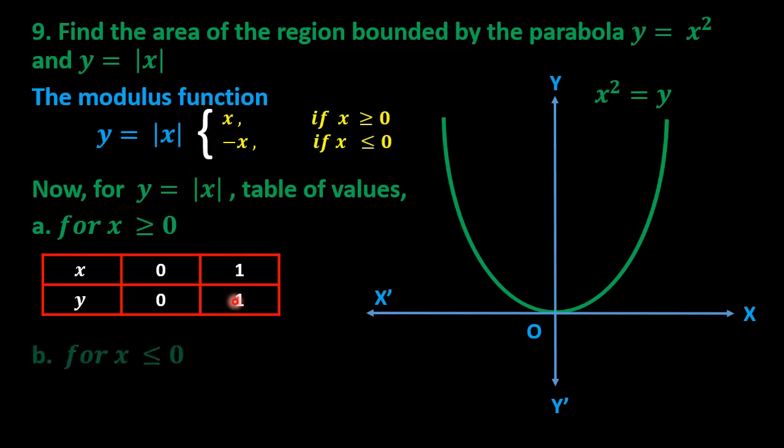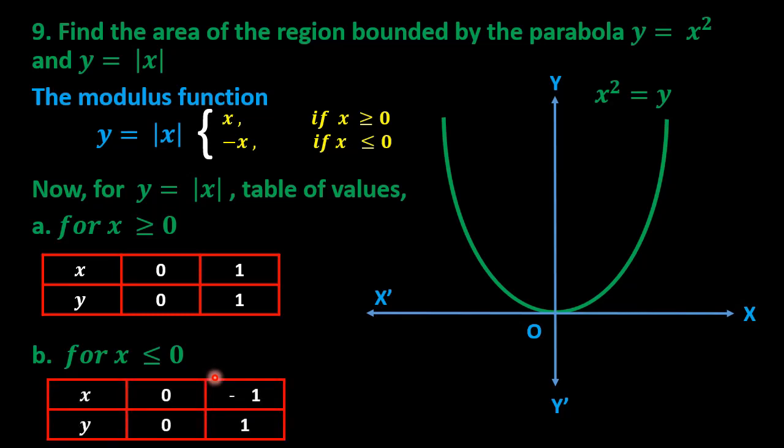And for negative values of x, similarly we get 2 points. For the first point, we put x equals 0, because this 0 can also be considered here because of this less than or equal to symbol. So when x equals 0, then y is also 0. Then we get the first point (0, 0). Now we have to take a negative value. So here I have taken minus 1.